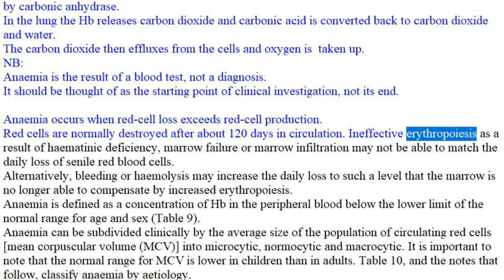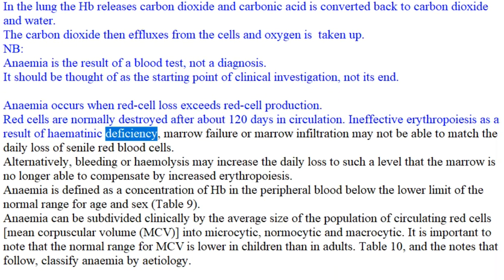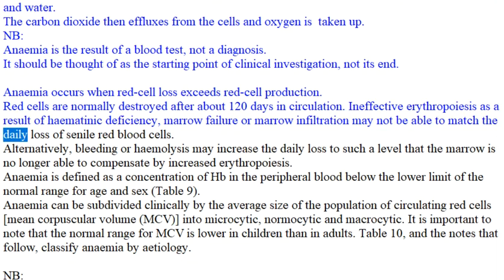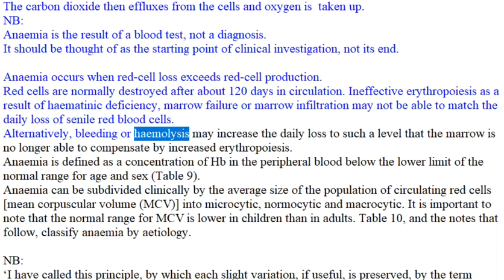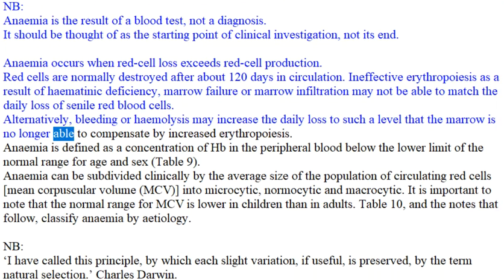Ineffective erythropoiesis as a result of hematinic deficiency, marrow failure, or marrow infiltration may not be able to match the daily loss of senile red blood cells. Alternatively, bleeding or hemolysis may increase the daily loss to such a level that the marrow is no longer able to compensate by increased erythropoiesis.